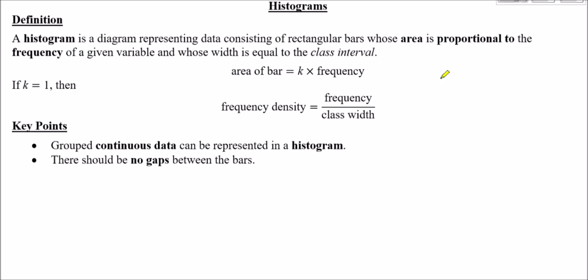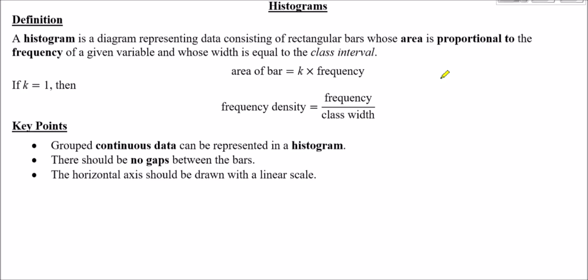There should never be any gaps between the bars. If there's gaps between the bars, that's what a bar chart is. A bar chart is for discrete data where we have gaps between. We've got no gaps in between, and the area is proportional to the frequency, and it's continuous. That's a histogram. So if you've got gaps in between, it's not a histogram.